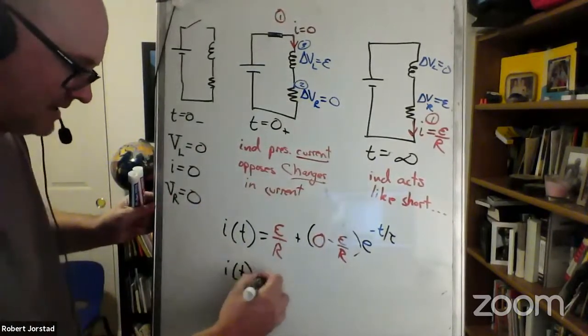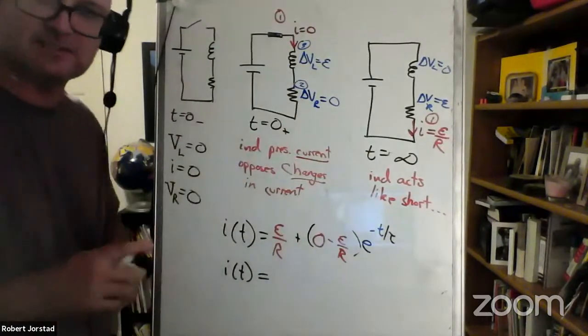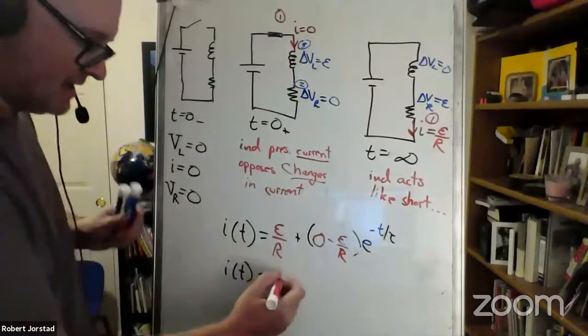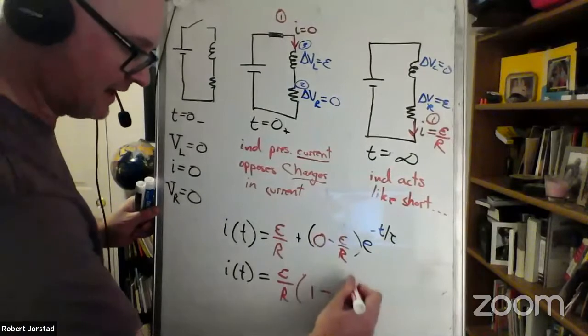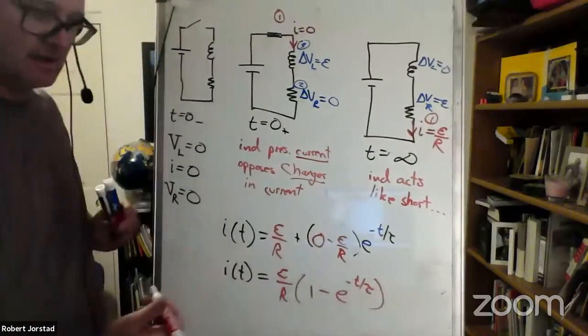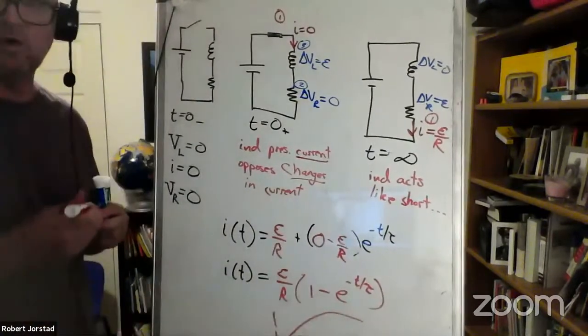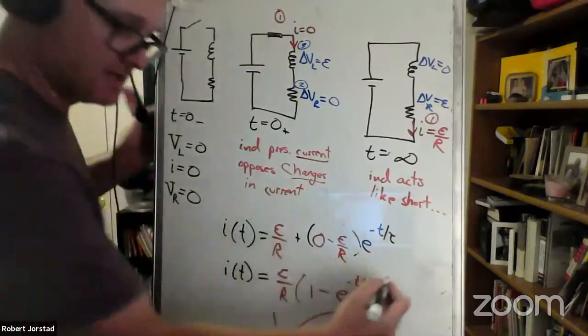All right. So notice, is this exponential decay or asymptotic rise? The rise. Yes. So this would be E over R times (1 minus e to the negative t over tau). And so that's the asymptotic rise. And what is tau? Tau is this new thing, L over R.